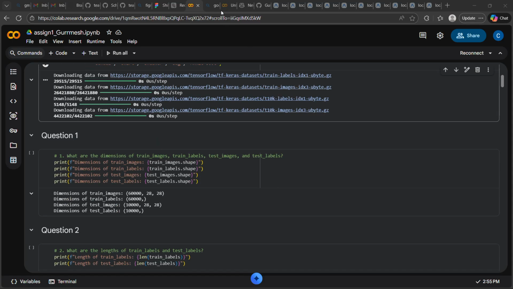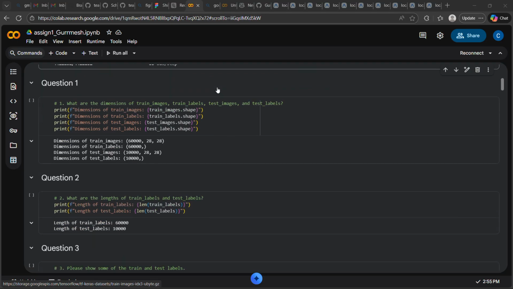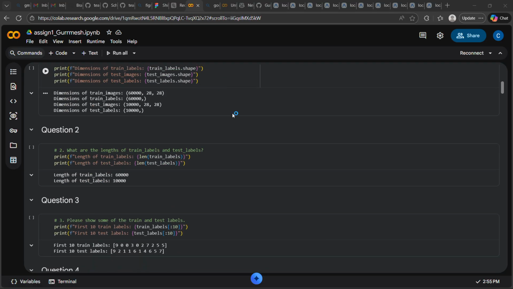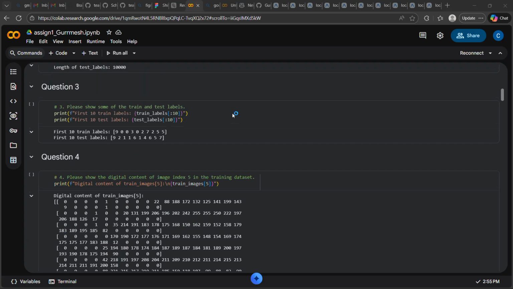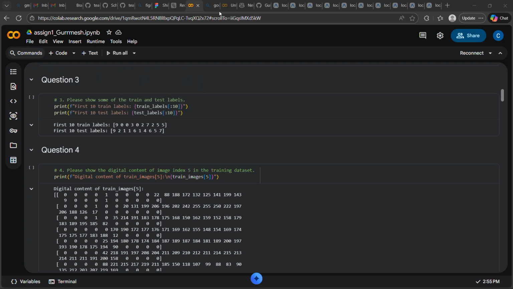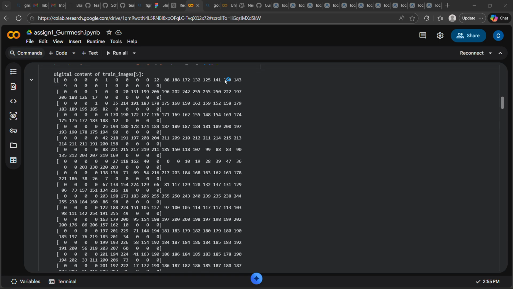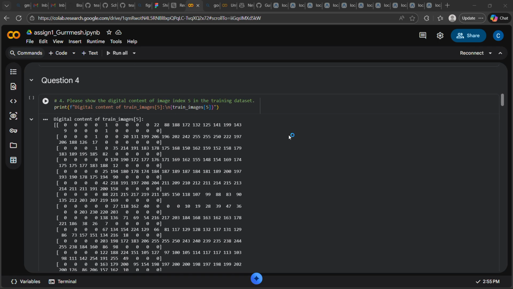In question one, it gives us the dimensions of train images, train labels, test images, and test labels. In question two, it gives us the length of train labels and the length of test labels. Looking at question three, it gives us the first 10 train labels and first 10 test labels. Questions four and five: digital content and plot of train images.